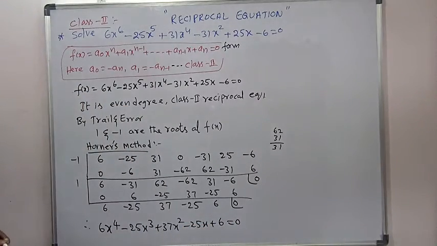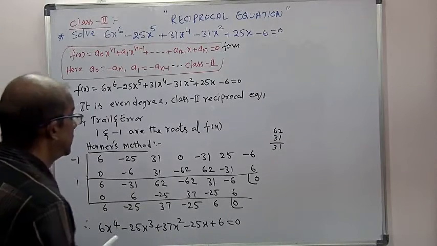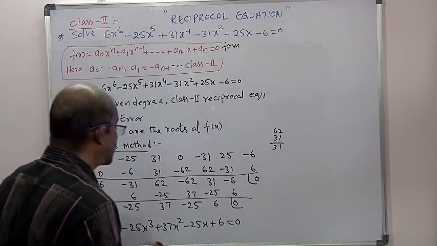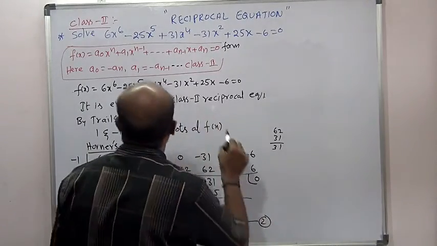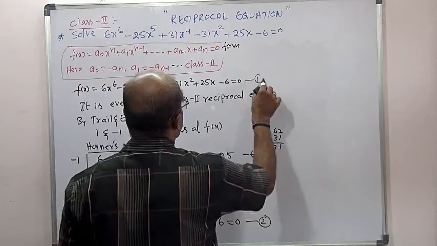This is the fourth degree polynomial. The equation is 6x^4 - 25x^3 + 37x^2 - 25x + 6 = 0. So this equation follows the previous method. Like this is a second equation. This is the first equation.